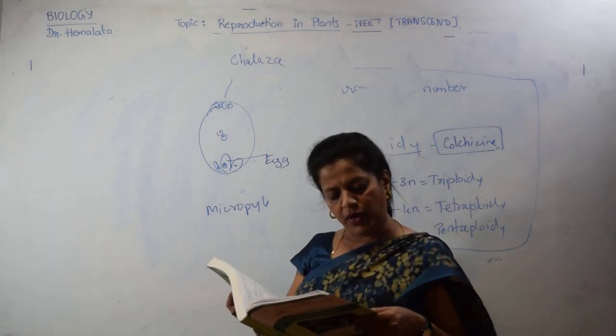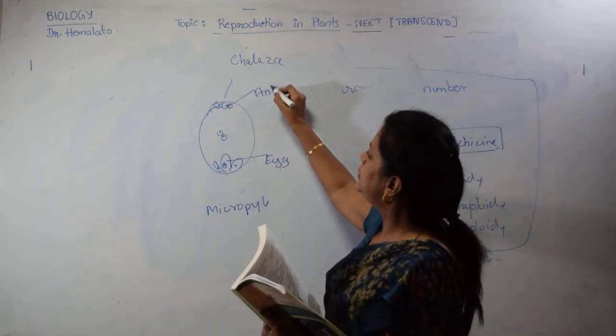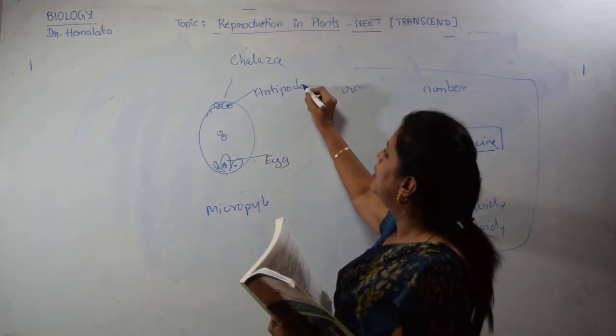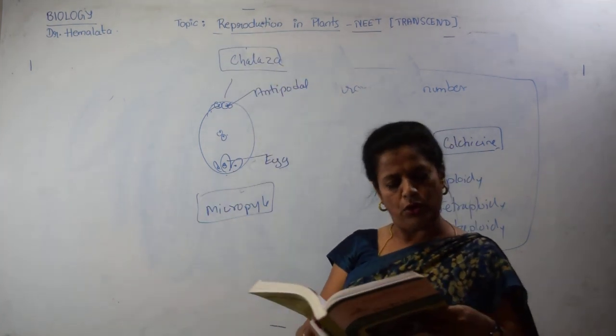Second is, antipodal cells are situated towards the micropylar end. See, these are the antipodals in the embryo sac, they are situated actually at the chalazal end. So the second option is also wrong.